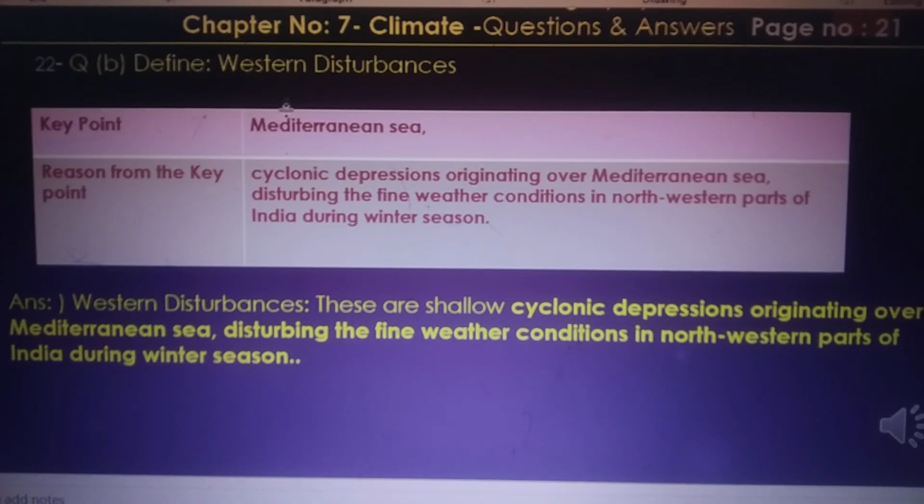And the next, 22, western disturbance. Here, what is the key point? Mediterranean Sea. And the reason for the key point: cyclonic depressions originating over the Mediterranean Sea, disturbing fine weather conditions in northwestern parts of India during the winter season.